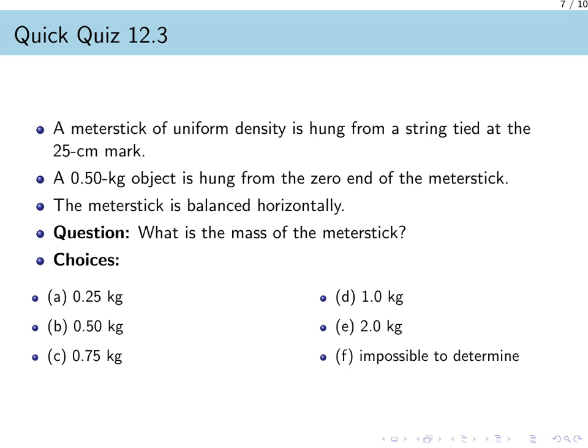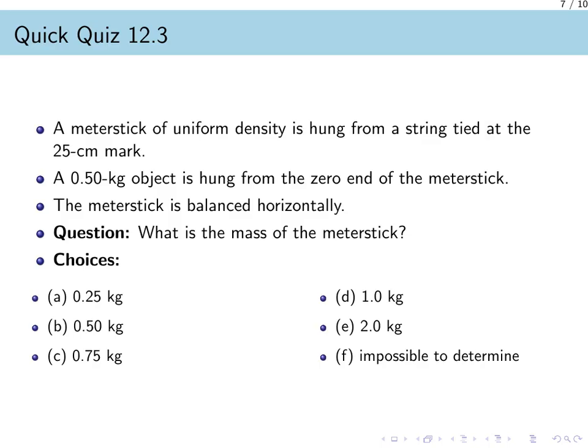Let us apply our understanding of static equilibrium to solve this problem. The key is to recognize that for the meter stick to be balanced, the torques on either side of the pivot point must be equal. The pivot here is the string, located at the 25 centimeter mark.